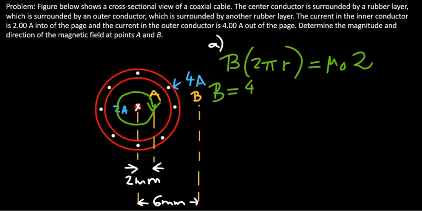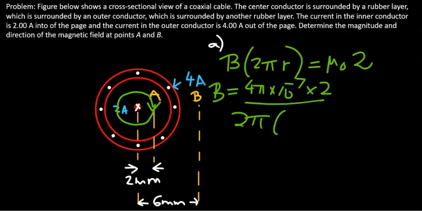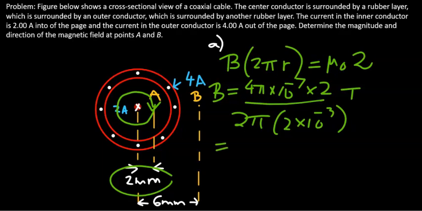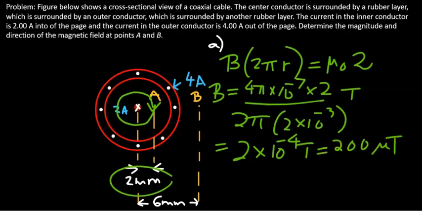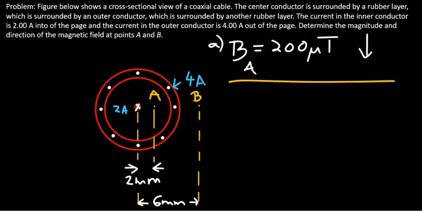And you can solve for the magnetic field at point A. It's mu naught, which is 4 pi times 10 to the power minus 7, times 2, over 2 pi r. r is 2 millimeters. That is the radius of that path. Convert that into meters, you get 2 times 10 to the power minus 3 meter. And the answer is in Tesla. When you do the sum, you get 2 times 10 to the power minus 4 Tesla, or quite simply 200 microtesla. So we record the answer over here: magnitude 200 microtesla in the direction downward.